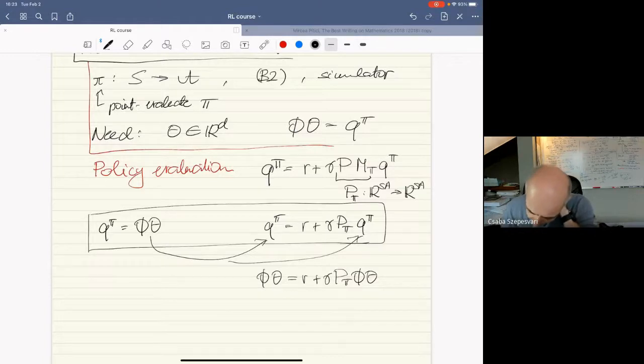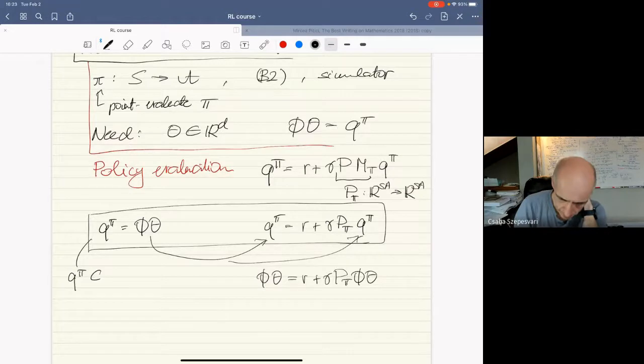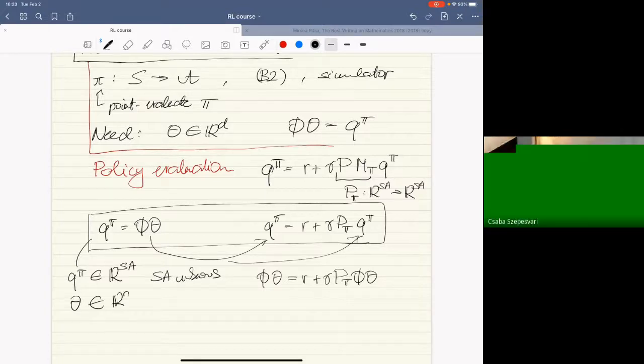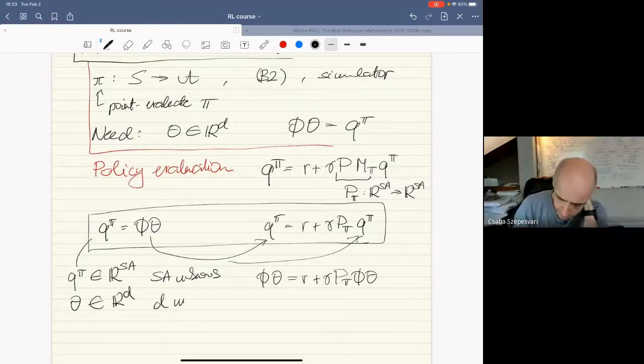So how big is this system? The problem is that here, the number of unknowns was q pi. Which are the unknowns? Q pi lives in R to the power of SA. It has SA unknowns. That's ridiculous, right? And then there is theta, which lives in R^D, which has D unknowns. So in this black box, the total number of unknowns is SA plus D.